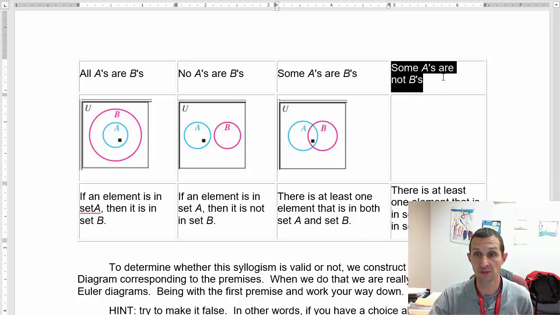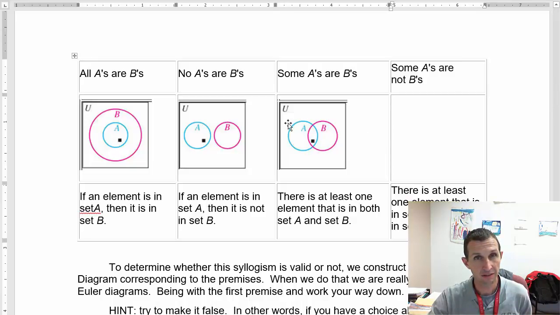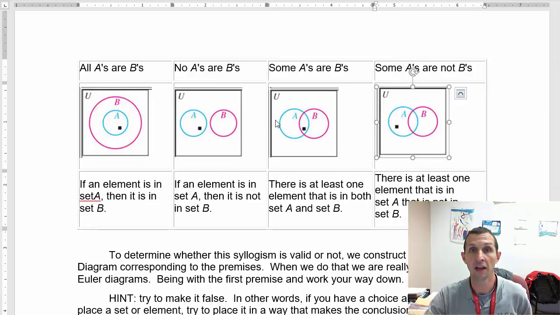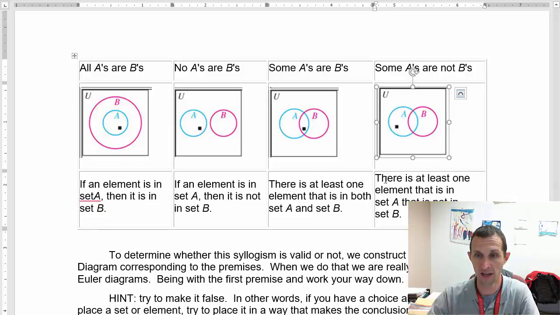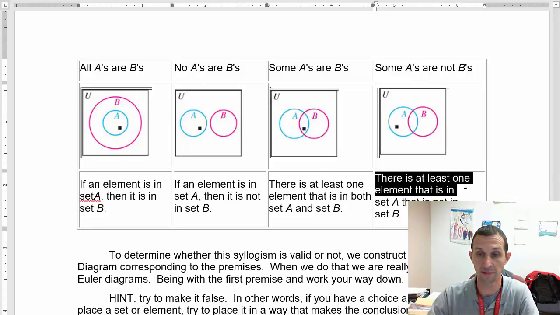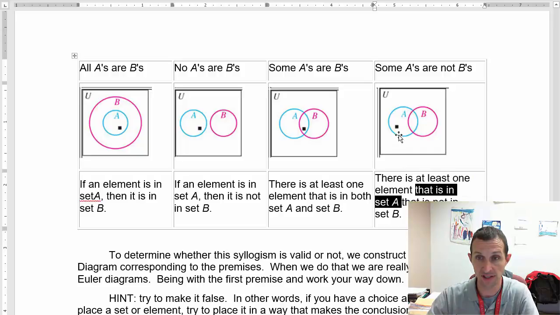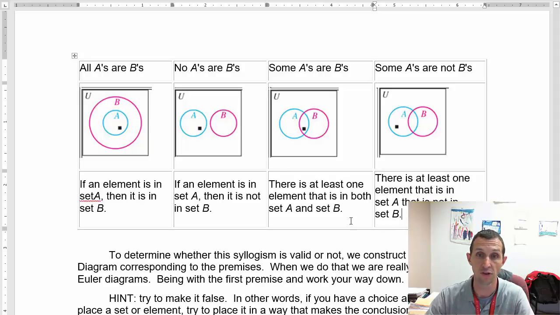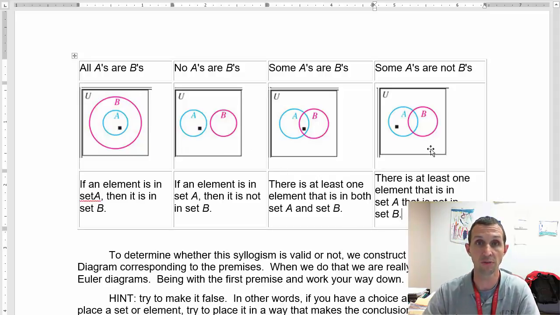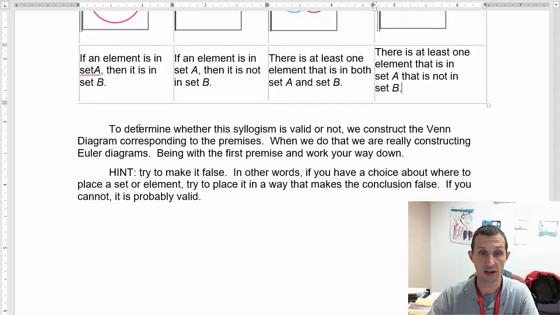And so how do I do some A's are not B's? Right? So think for a minute. And hopefully what you came up with was there's at least one element, this guy right here, that is in set A, right? So here's set A, that's an element of it, that is not in set B, right? And so that's how you would draw that. So those are our four quantified statements with their Venn diagrams, right?